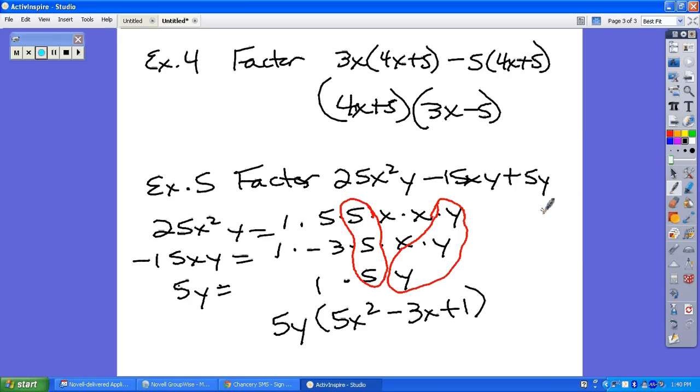All right. And so we're going to end this podcast here. Again, this was just factoring using a greatest common factor. So we will move on to the next factoring method on the next one.